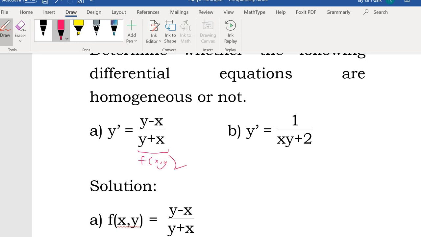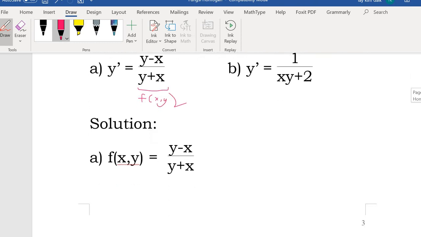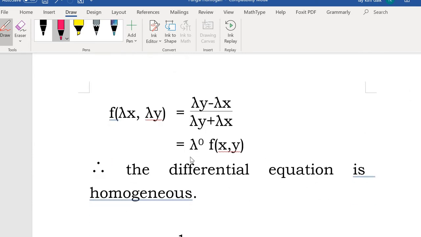Then replace the x by lambda x, y by lambda y. Okay, and you can prove that it's actually equal to lambda power 0 f(x,y). Then this differential equation is homogeneous, because the lambdas actually cancel out.